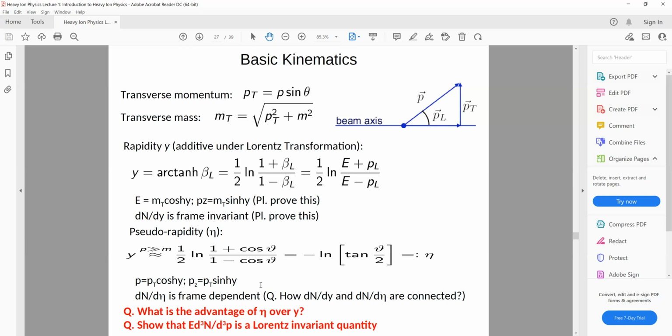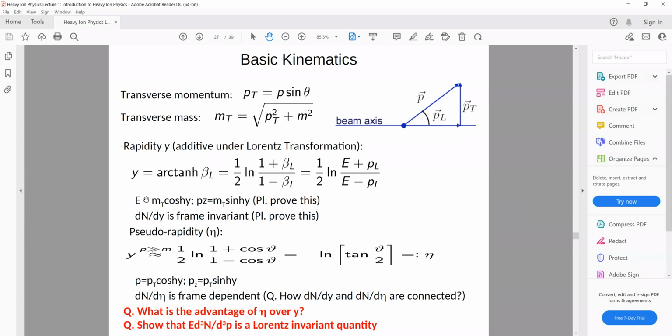And if a particle is ultra-relativistic, meaning its kinetic energy or its momentum is much greater than its rest mass, then your energy and momentum will be equivalent. So you can write your rapidity also as half ln, where instead of E it will be nearly equal to P. So Y is nearly equal to half ln (P plus PL) by (P minus PL). And then you can write it as half ln (1 plus cos theta) by (1 minus cos theta). If you apply some trigonometric relations, you will see this is nothing but minus ln tan theta by 2, which is the pseudo rapidity. Sorry, there is a typo here. So this P can be written as Pt cosh and Pz can be written as Pt sinh.